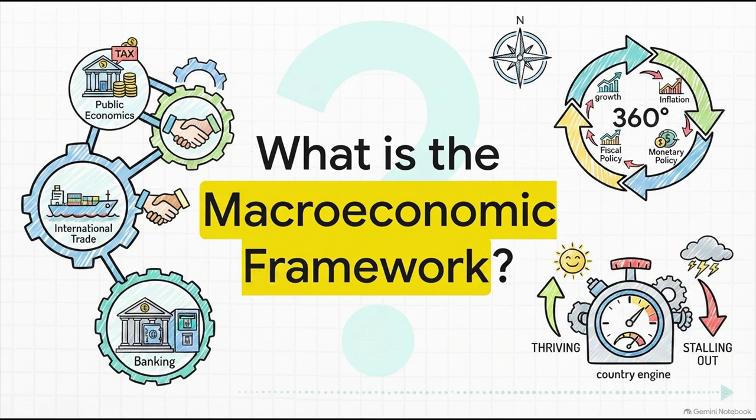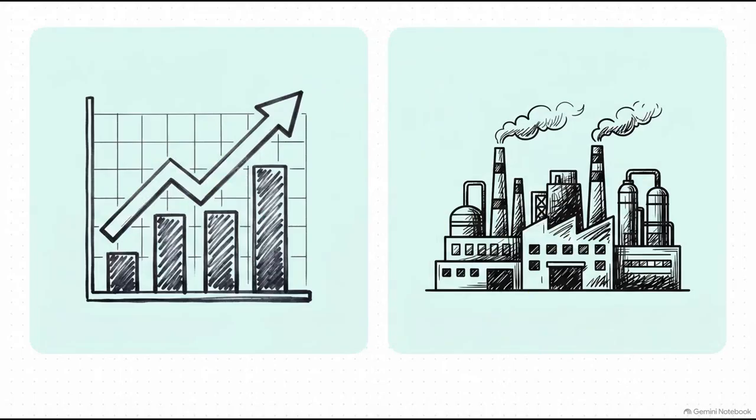Instead of treating things like public economics, international trade, and banking as separate, isolated silos, this framework basically smashes them all together. And why does that matter to us? Because having this comprehensive view is exactly how world leaders and analysts figure out whether a country's engine is thriving or completely stalling out. Which brings us to our ultimate scorecard, gross domestic product, or GDP.